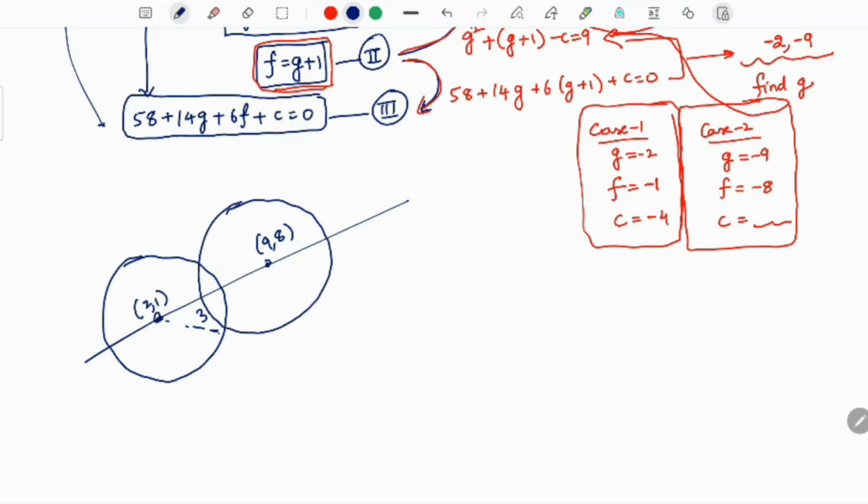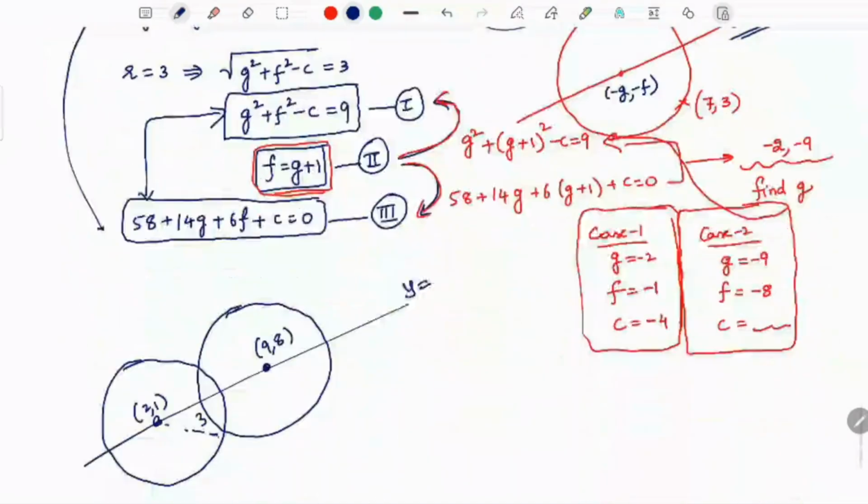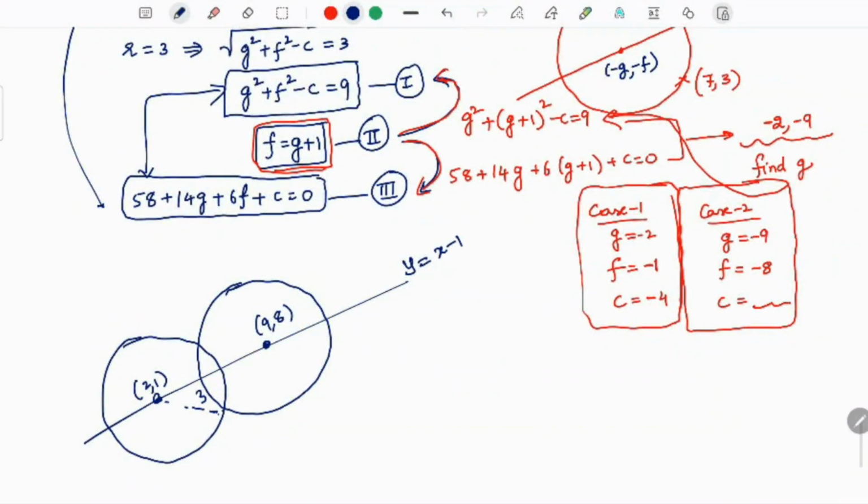Now what has happened? Both the circles are lying on the line y is equal to x minus 1. Both are passing through the point (7, 3) and both have radius 3. So there are two circles which satisfy the given conditions. One circle has g, f, c values like this, another circle has g, f, c values like this. Algebraically, we solve, we are getting two circles, two cases. That means geometrically also the same thing should be happening.